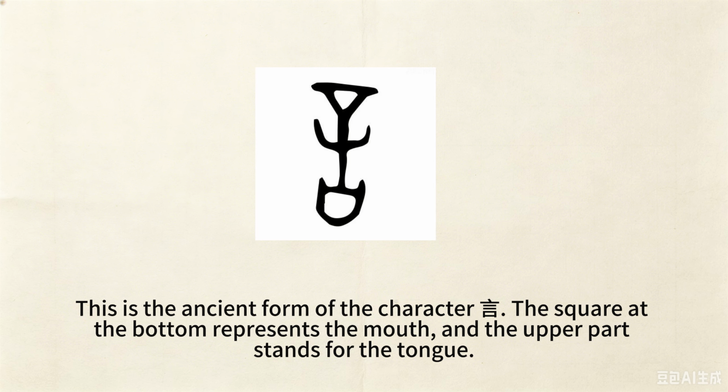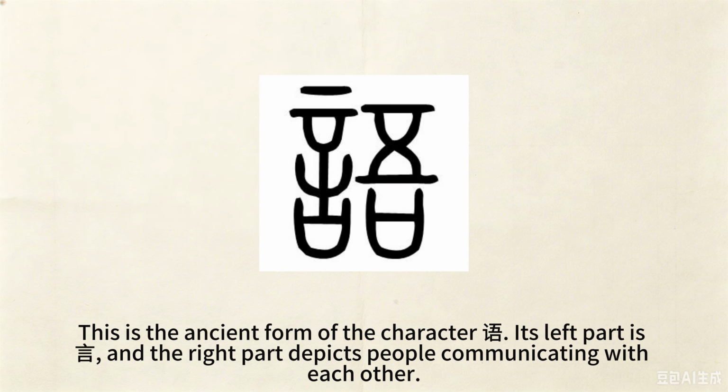This is the ancient form of the character yan. The square at the bottom represents the mouth, and the upper part stands for the tongue. This is the ancient form of the character yu. Its left part is yan, and the right part depicts people communicating with each other.